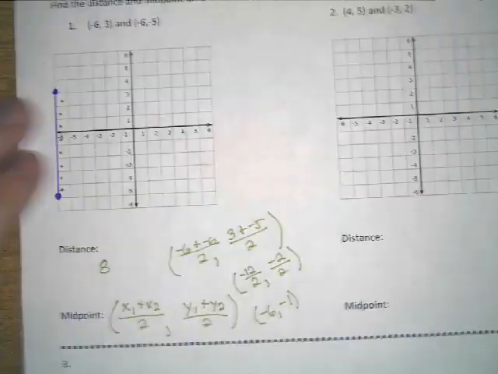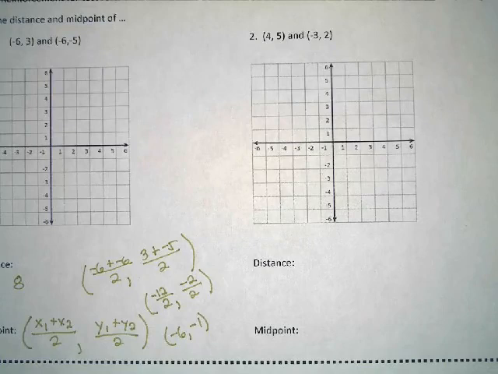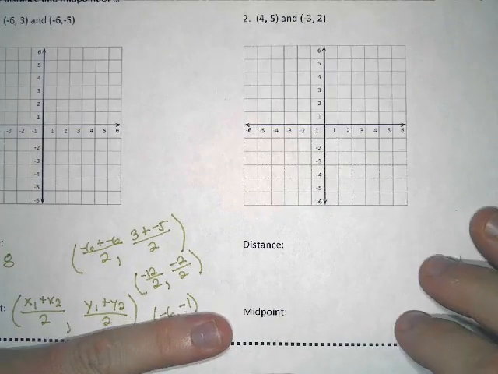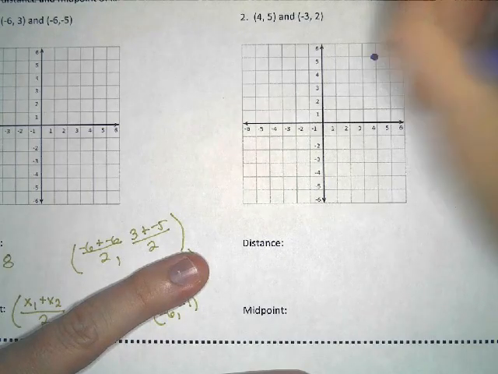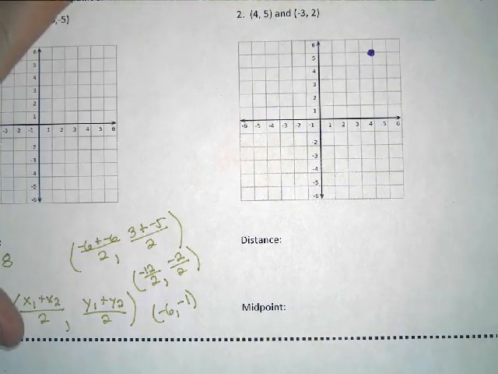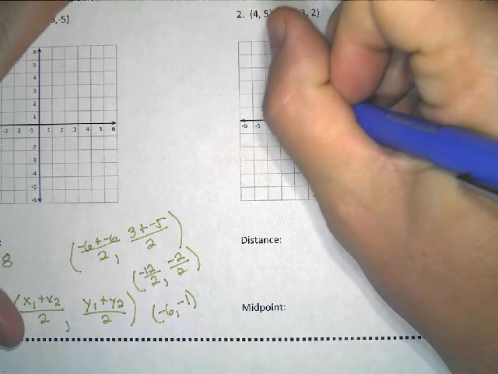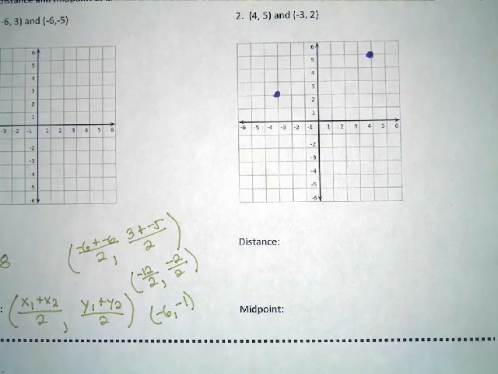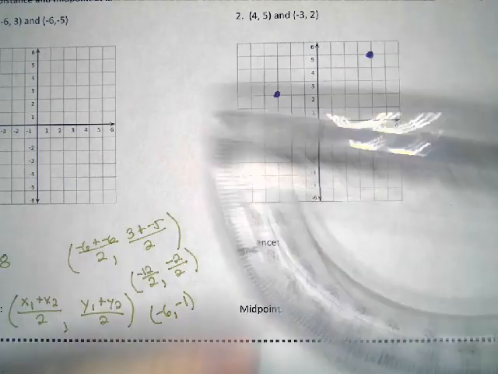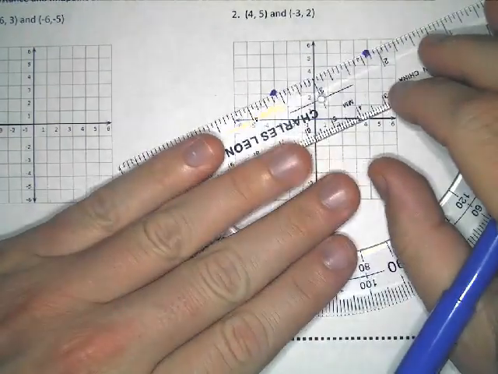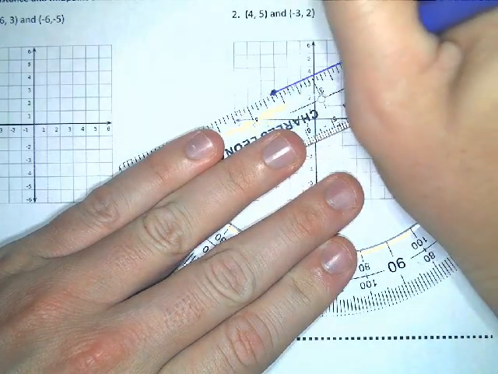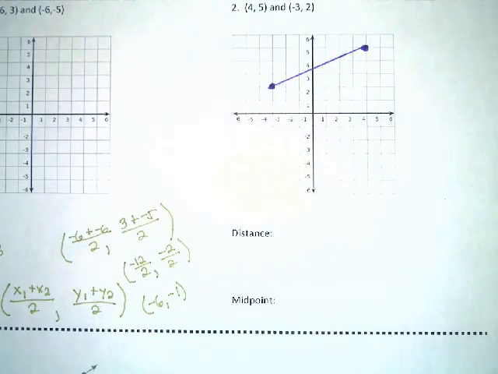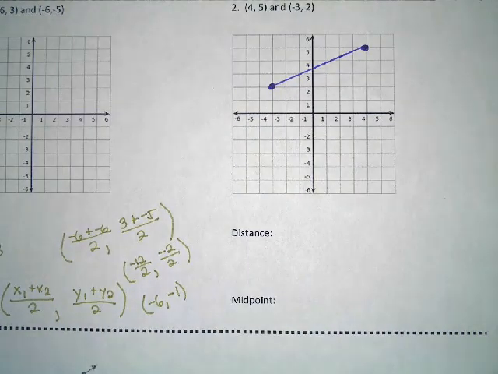Number 2. Go ahead and plot 4, 5. So here's 4, 5. And then -3, 2. So there's our 2 points. Now let's go ahead and draw this straight line and figure out the distance. Now recognize that this particular line is a diagonal.